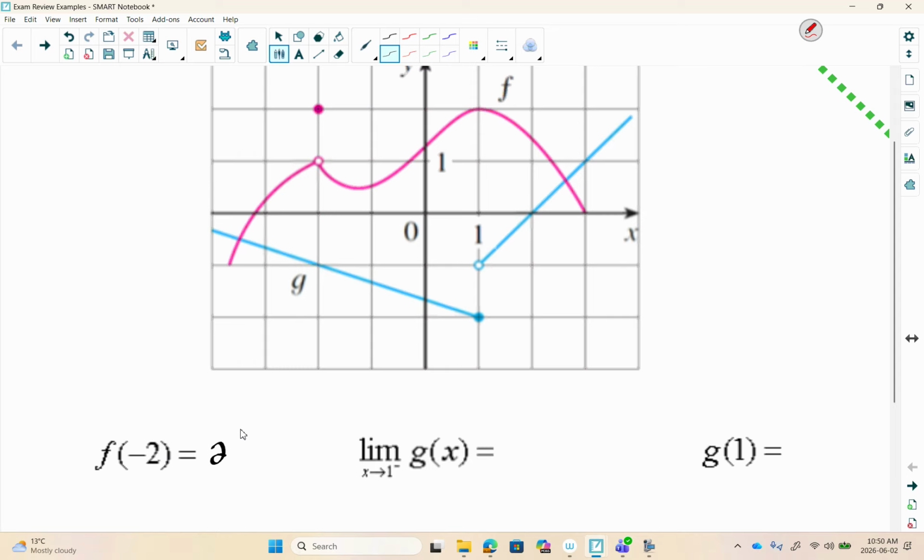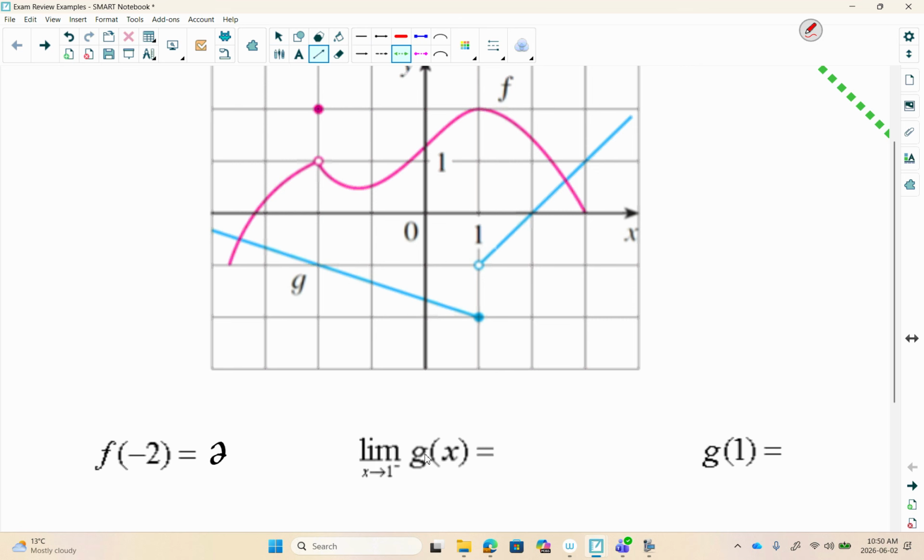Okay? If it's a limit, I can arrive at an open dot or a closed dot. Doesn't matter. It's just wherever you arrive. But when they want f at -2 or g at 1, you have to pick the closed dot. If there is no closed dot, you would say it's undefined.